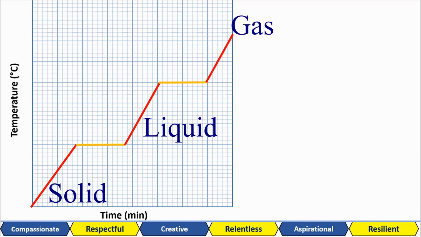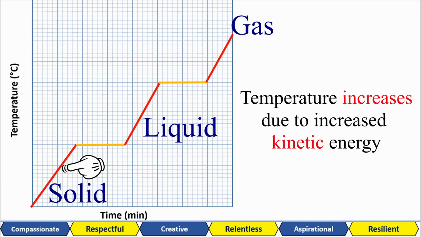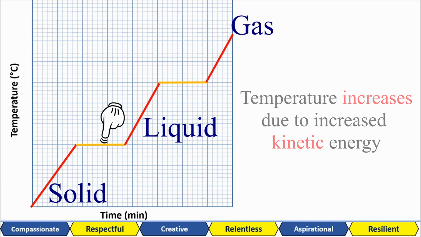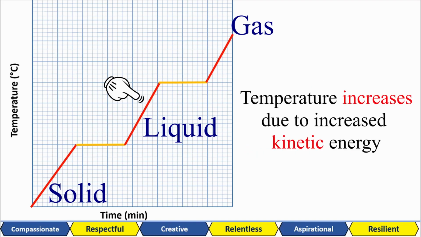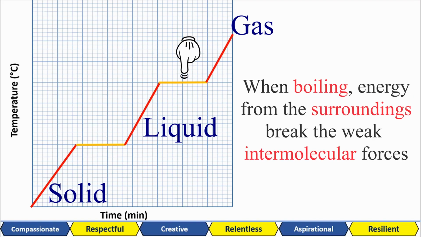Listen. As a solid, the temperature increases because the particles are vibrating more. Then at the melting point, the temperature stops going up because the energy from the surroundings, that latent heat of fusion, is used to break the intermolecular forces. This melts the solid. Then the liquid heats up to the boiling point. The energy from the surrounding then goes into freeing up the particles and they vaporize into a gas.